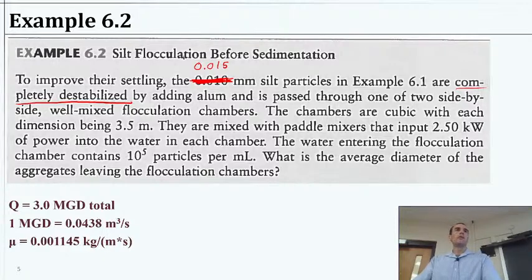That tells me I need to draw this out so I can visually see it and track what's happening here. The chambers are cubic, each with a dimension being 3.5 meters. They are mixed with paddle mixers that input 2.5 kilowatts of power into the water in each chamber. The water entering the flocculation chamber contains 10 to the 5th particles per milliliter, and the question is, what is the average diameter of the aggregates leaving the chambers? So it sounds like a pretty simple question, right? Okay, what's the size? As you'll see, there's actually a lot of steps to get there.